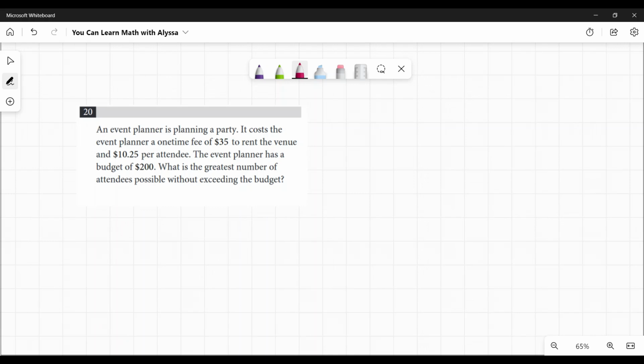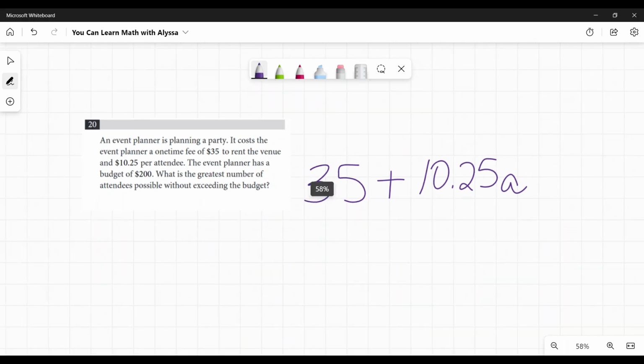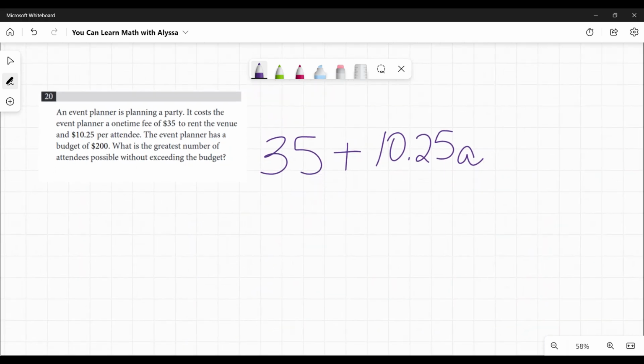So let's read through this word problem one more time and see what we've got going on. She has a one-time fee of $35. So no matter how many people come, the $35 doesn't change. So that is a constant. That's her base fee. And what is she going to add to that fee? $10.25 per attendee. I'm going to put A for my attendees to keep it simple.